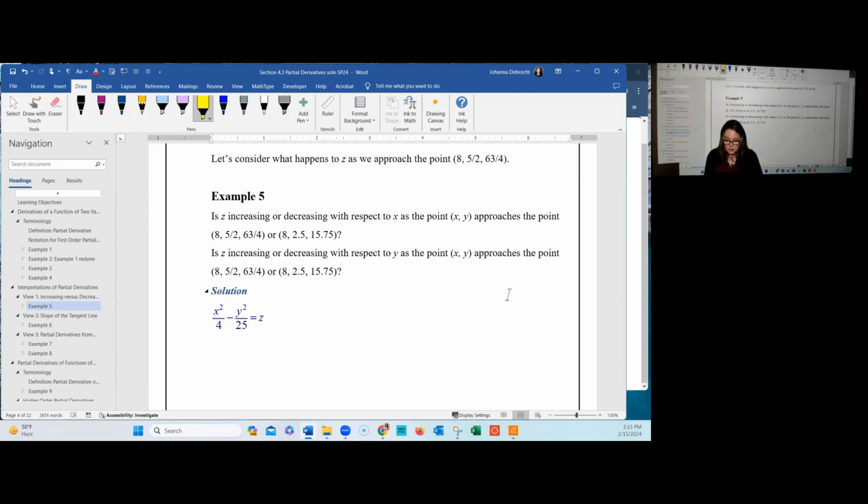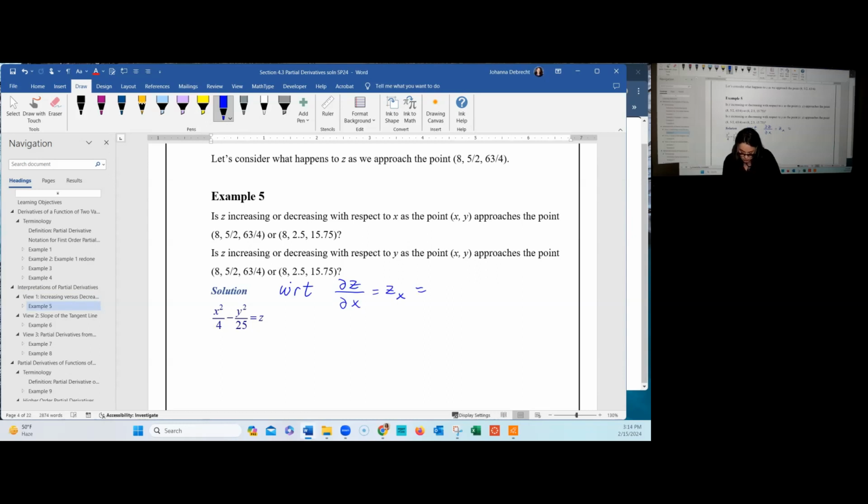Let's take a look at what it looks like now. We're going to take the partial derivative of our function with respect to x. So we'll start with respect to x. This is going to give me the partial of z, or f, with respect to x, which you can also write as z sub x.